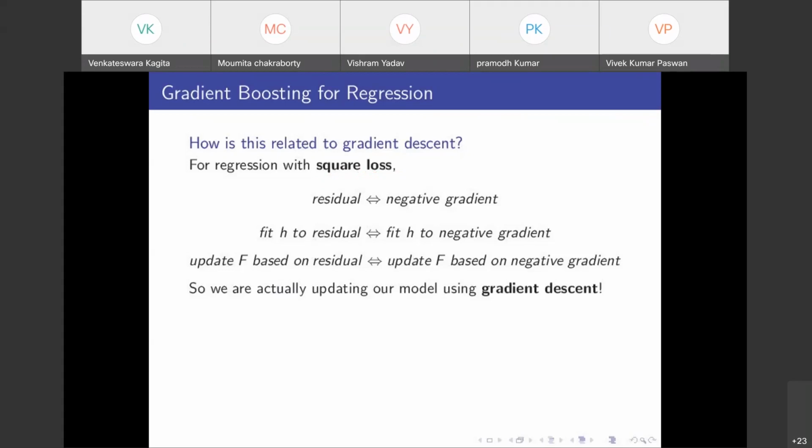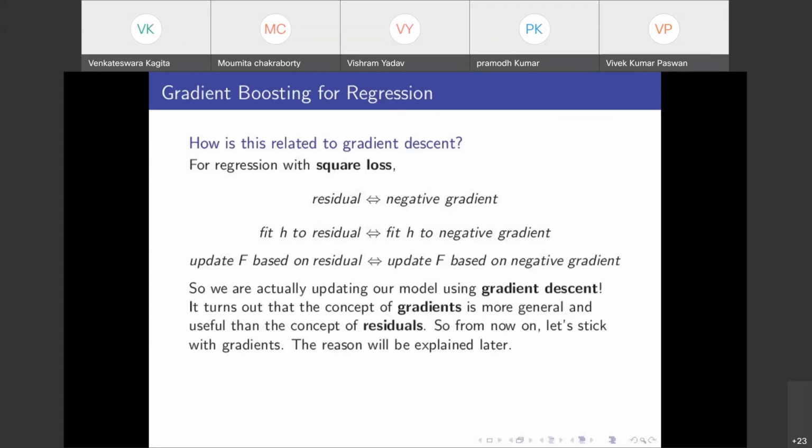So we are actually updating our model using the gradient descent technique. It turns out that the concept of gradient is more general than the concept of the residuals. Sorry, I told you in reverse. So let us stick to this word gradient from now onwards instead of using the word residual. The reason we'll understand later in the coming slides.